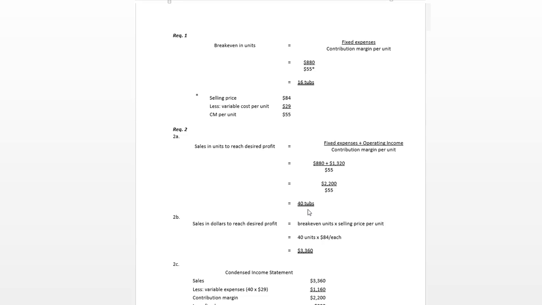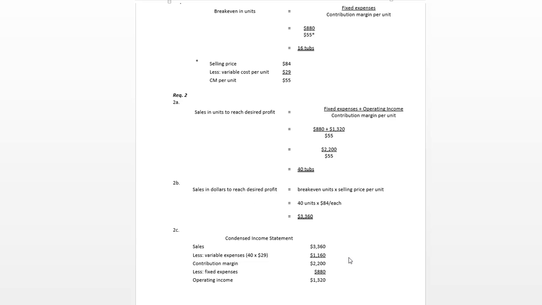And then in part B, for the sales dollar level, we just calculated the number of units, 40, and we multiply that by the selling price each of $84, which was given to us. So total sales dollars to reach the desired profit is 3,360. Now we can prove this, and it's always good to double check your numbers anyway.